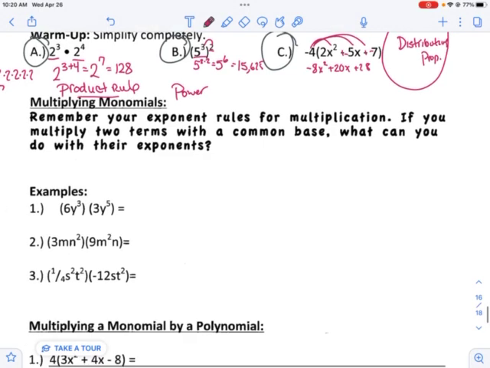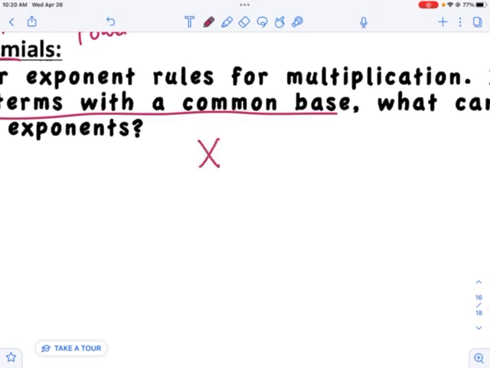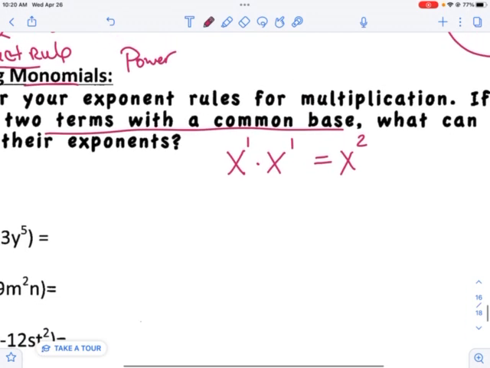All right, so multiplying monomials. Remember your exponent rules for multiplication. If we multiply 2 terms with a common base, what can we do with their exponents? So let's look here. If I have x times x, I really have x to the first times x to the first. That's really x squared. So what can we do with the exponents? We can add them. Okay, think product rule.